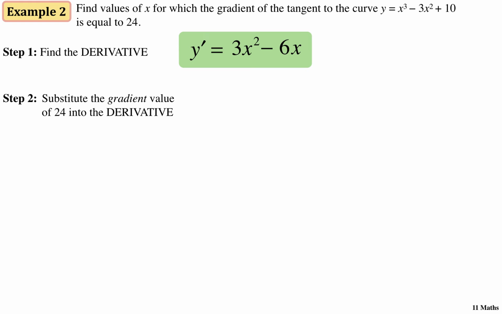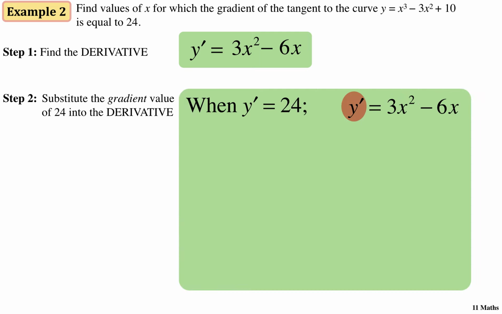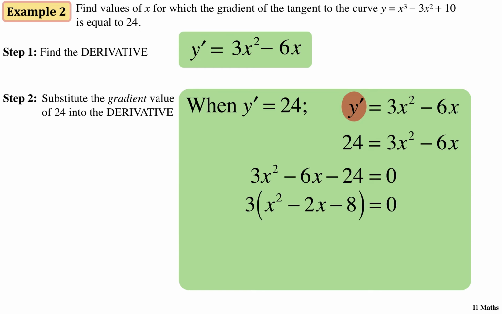Second thing we need to do now is to recognize that 24 is the gradient of the tangent, which is also the derivative. So we can say that the derivative equals 24. So y dash equals 24. In our formula for the derivative, where we see y dash, we can now put 24. That leads us to 24 is equal to 3x squared take 6x, which we can rearrange because it becomes a quadratic. Take out our common factor if one exists, and it does.